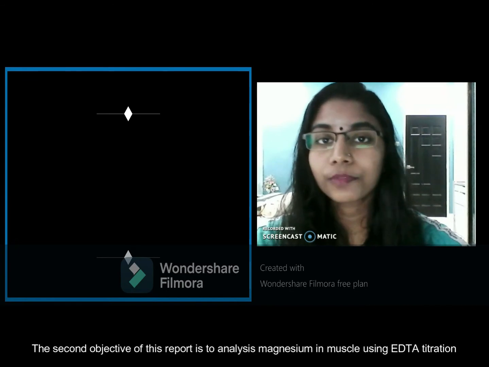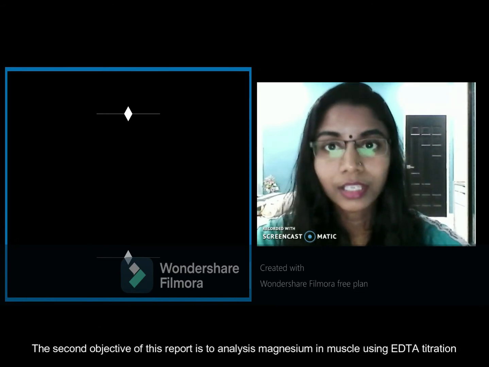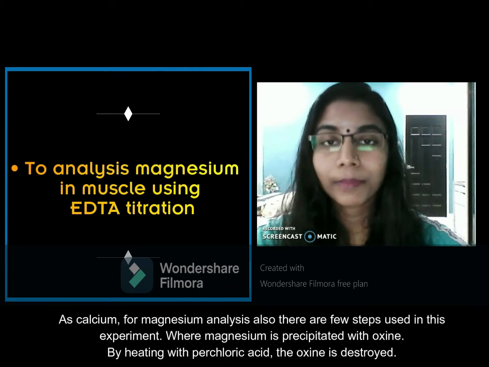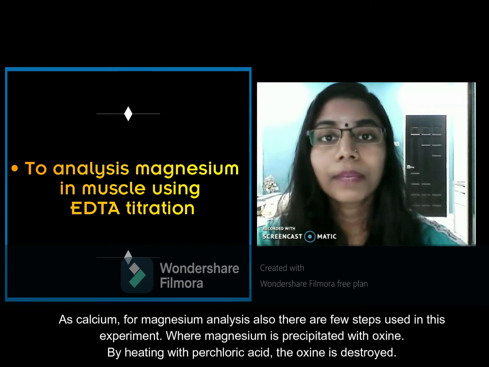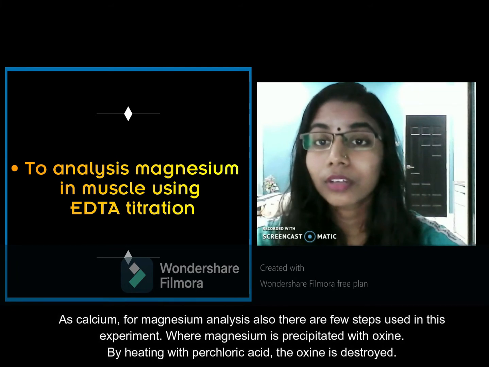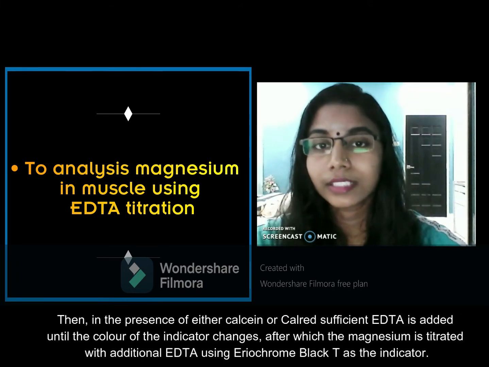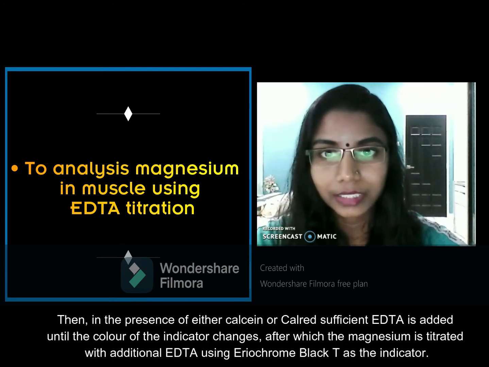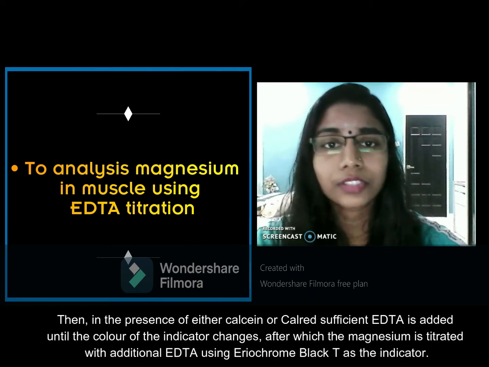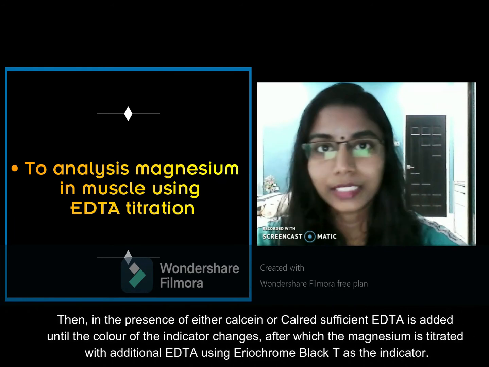The second objective of this report is to analyze magnesium in muscle using EDTA titration. As with calcium, for magnesium analysis there are a few steps used in this experiment, where magnesium is precipitated with oxine. By heating with perchloric acid, the oxine is destroyed. Then, in the presence of either calcein or calcon, sufficient EDTA is added until the color of the indicator changes, after which the magnesium is titrated with additional EDTA using Eriochrome Black T as the indicator.